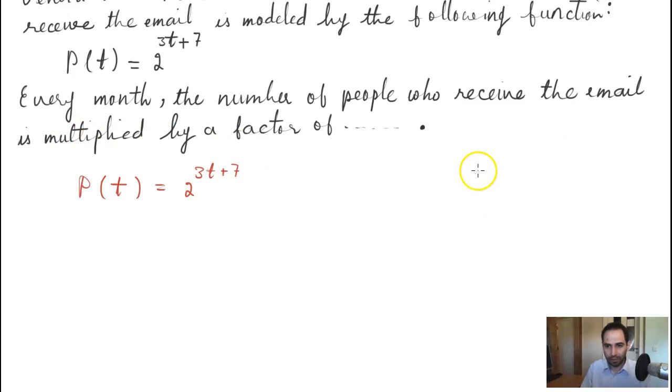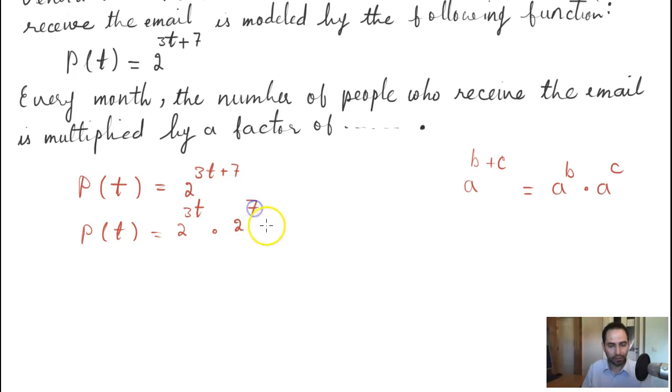So there is a rule of exponential functions that says a raised to the power b plus c can be written as a raised to the power b times a raised to the power c. If I'm not mistaken, most probably I'm not. So p of t, based on this, you can separate these two. You can write this as 2 raised to the power 3t into 2 raised to the power 7.